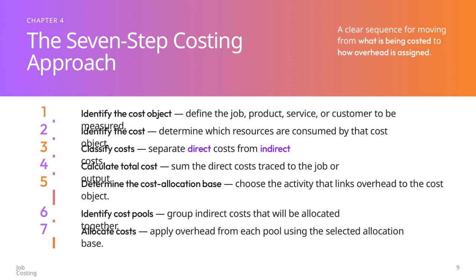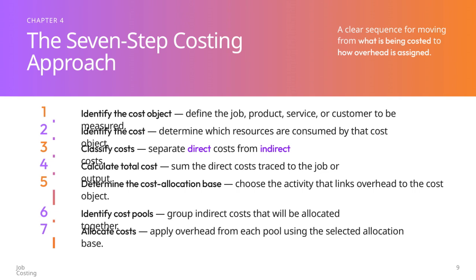First, we identify the cost object. This means defining the specific job, product, service, or customer that we want to measure costs for. Next, we determine the costs involved by figuring out which resources this cost object consumes. Once we have that, we classify costs by separating direct costs, which can be traced directly to the cost object, from indirect costs, which cannot. Then, we calculate the total cost by summing all the direct costs associated with the job or output.